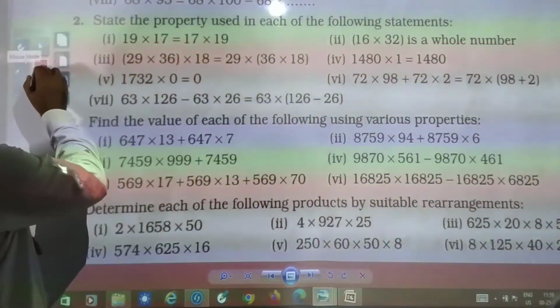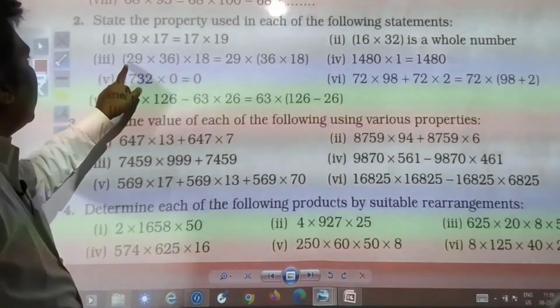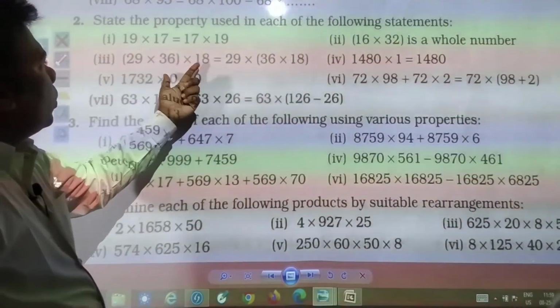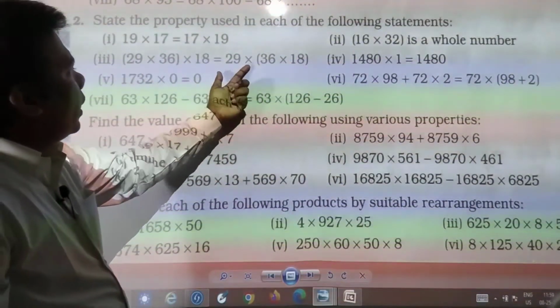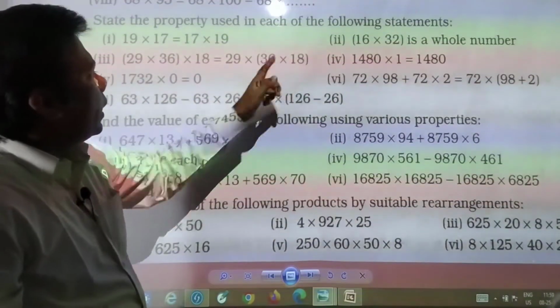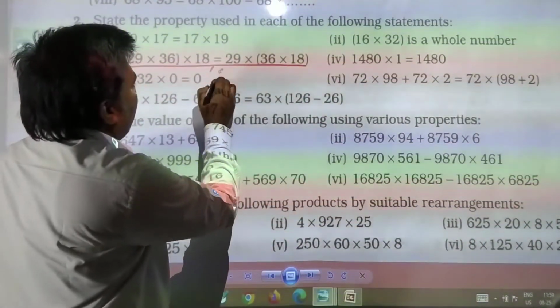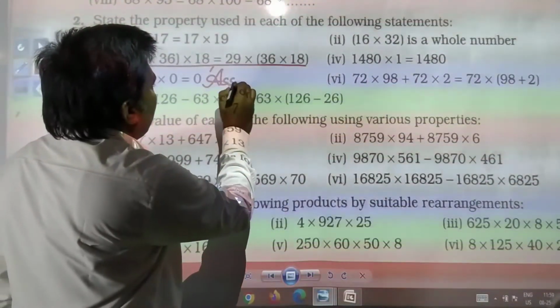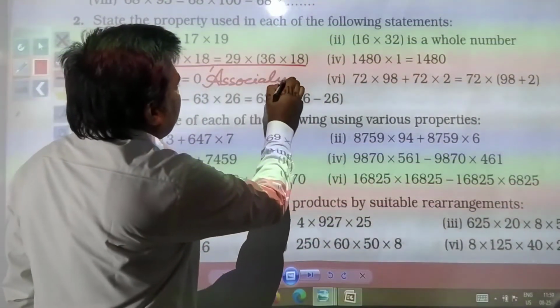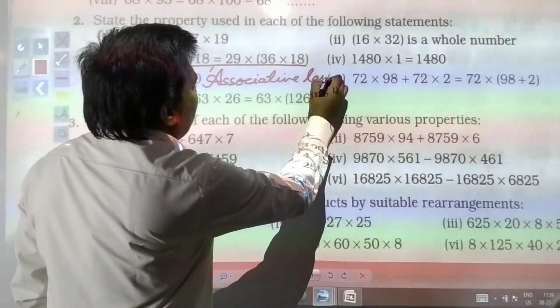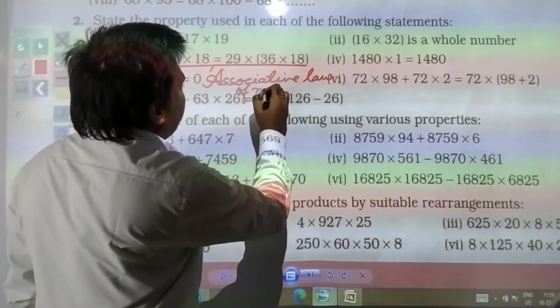Next you have 29 into 36 in whole into 18 is equal to 29 into 36 into 18. So this is associative law. Associative law of multiplication.